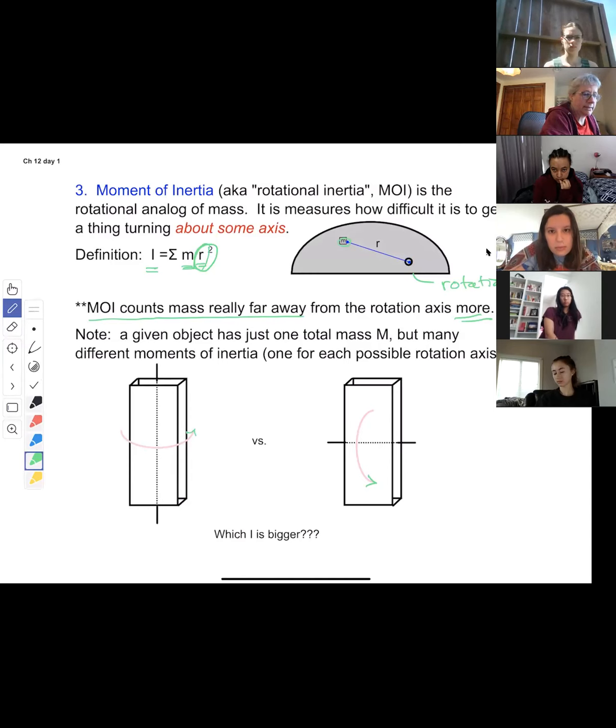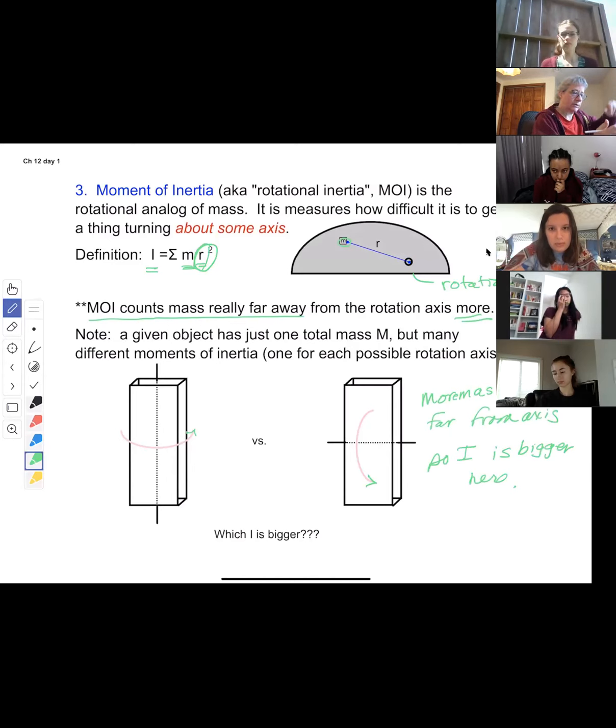Well, this case has more mass far from the axis. More mass is far from the axis, so moment of inertia is bigger here, okay? In the other case, where it's upright and the axis is in the upright direction, the mass is actually all pretty close to the axis, okay?